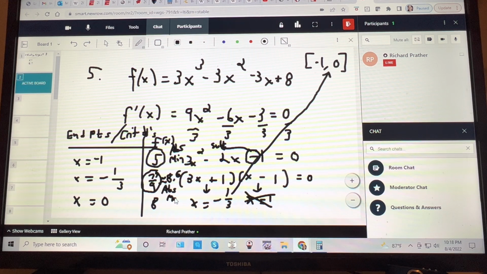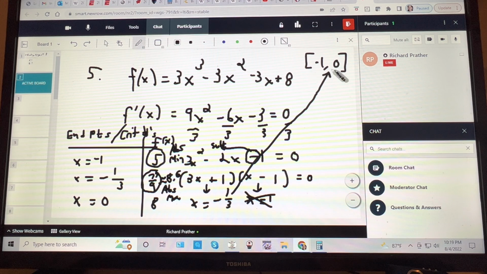There can be a tie. Say this was 8.6 and both of these were 8s. Then you could say there's a tie for the absolute minimum, but there's only one absolute minimum value. It would be the 8 if they were both 8s. And then I could say the absolute minimum is only 8, but it could occur at both negative 1 and 0 potentially. So there can be a tie for the x values that create an absolute max or min.